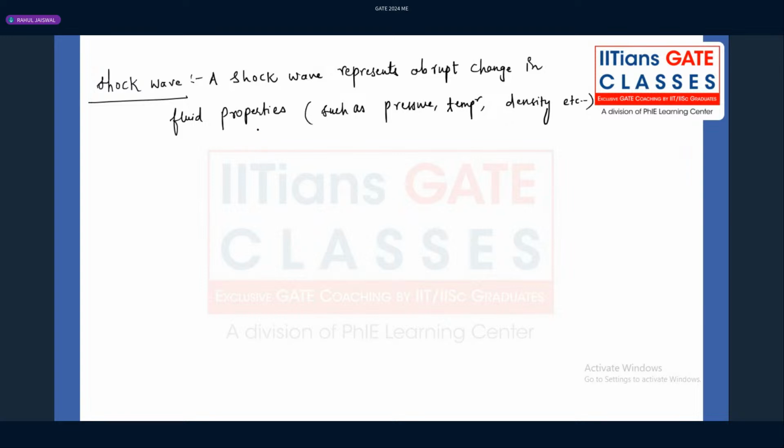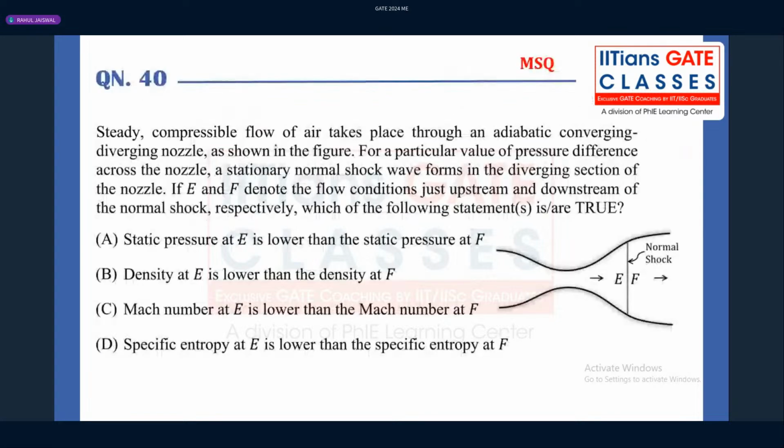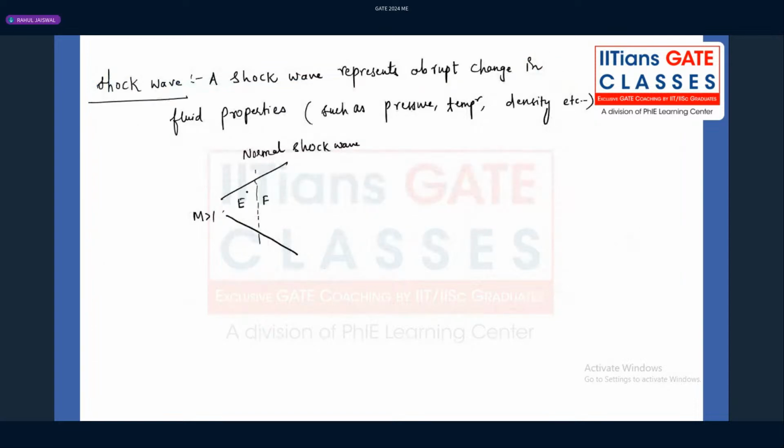Whenever a normal shock happens in a diverging portion for a Mach number more than 1, inlet supersonic flow, let's suppose there is a normal shock. The shock wave front forms perpendicular to the flow direction, and that is called a normal shock wave. They mention in the problem that at points E and F, this is the point E, this is the point F. After the normal shock, point F is there. Before the normal shock, point E is there. Whenever the Mach number is more than 1, the supersonic flow will become subsonic flow, because normal shocks are adiabatic, irreversible phenomena. Suppose this is the adiabatic nozzle.